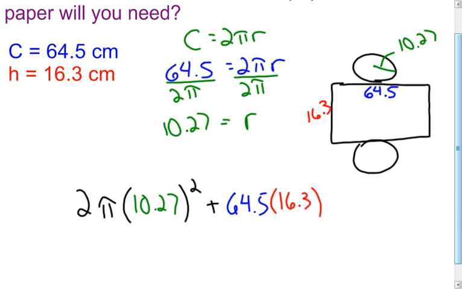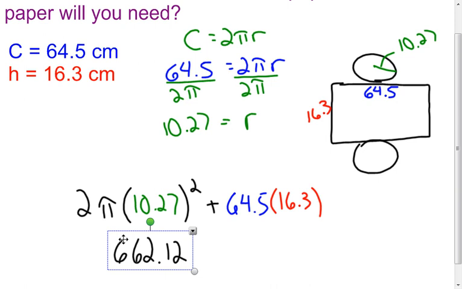And I have everything that I need. Now it's a matter of punching things in my calculator. The first thing I've done is I've calculated the area of the 2 circles, and that came out to be 662.12. Now what I did is I took the 10 point, I think it was 26 something, and I just squared that whole thing, multiplied it by my pi button, and multiplied it by 2 and ended up here. I didn't round anything until I got to this point.